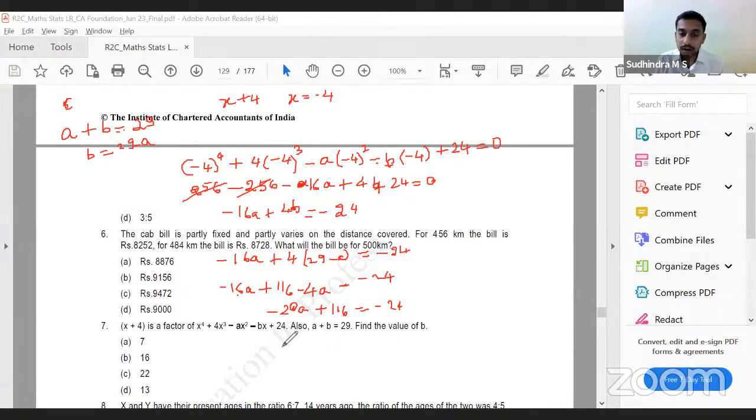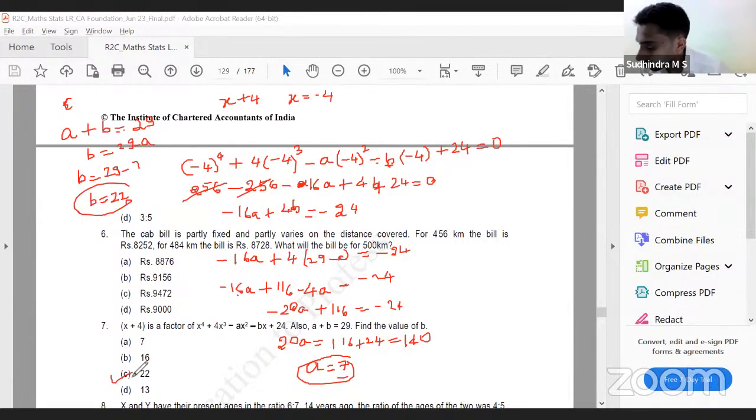Send minus 20a to the other side, you get plus 20a is equal to 116 minus 24, this side plus 24. 116 plus 24 is 140. So 20a is 140. A will be 7. If a is 7, we know that b is 29 minus a. 29 minus 7, 22. B is 22. So simultaneously we can solve two equations, no, sir? Yes.